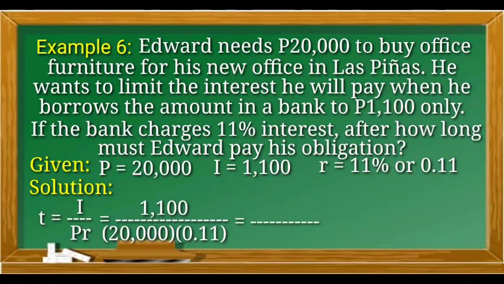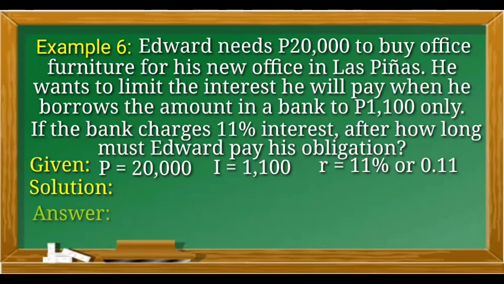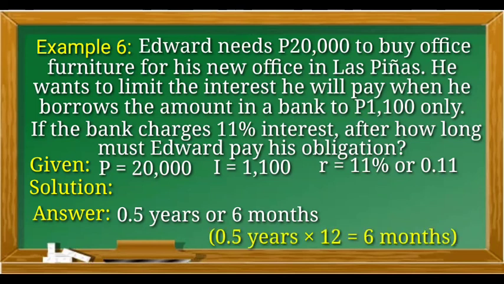We copy the numerator and multiply the numbers in the denominator. 20,000 times 0.11 is equal to 2,200. 1,100 divided by 2,200 is equal to 0.5. Therefore, Edward needs 0.5 years or 6 months to pay his obligation.